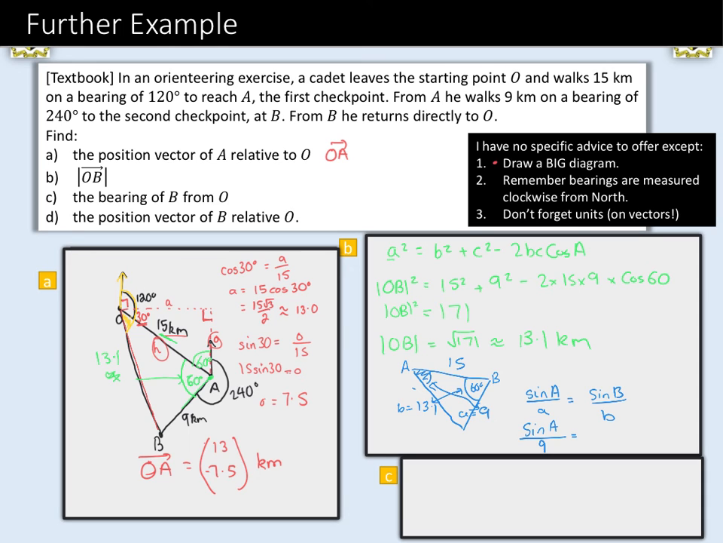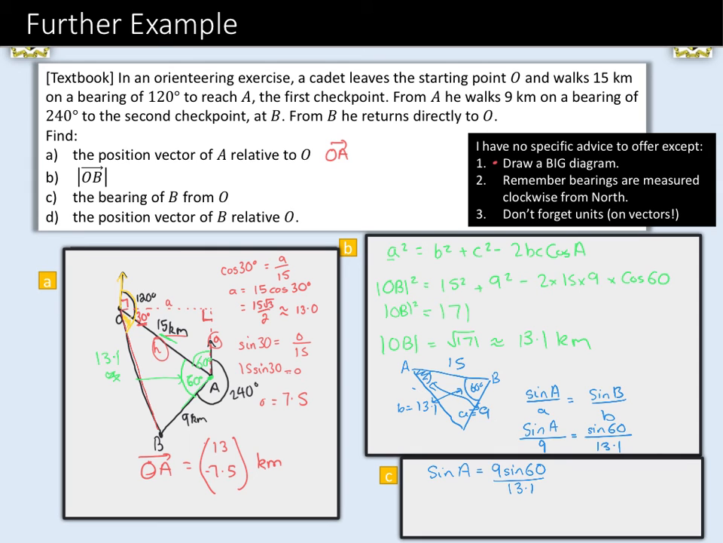So sine of A, we don't know what angle A is at the moment, but we know side A is 9, equals sine B, so sine 60, over 13.1. Then we want the angle on its own, so I'm going to multiply both sides by 9. That will now be 9 sine 60 over 13.1.